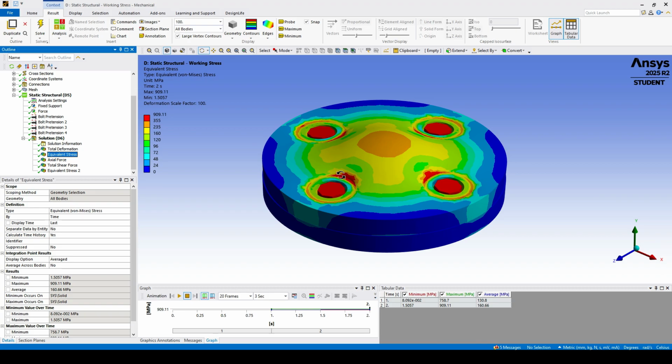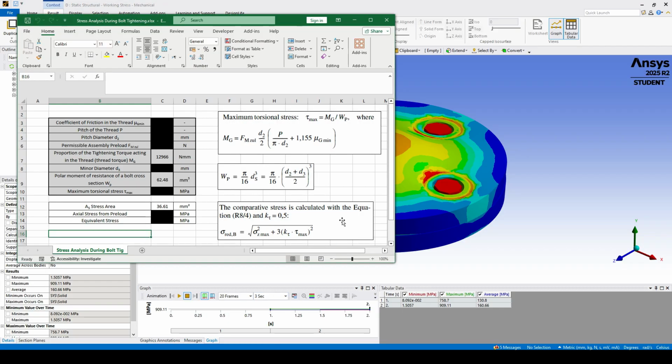According to VDI 2230, both stresses must be considered because together they determine the equivalent stress inside the bolt during tightening. As I told you before, I have already prepared this calculation table, and we will go through it step by step. By the end of this video, you will understand exactly where every number comes from and how the assembly stress is calculated.